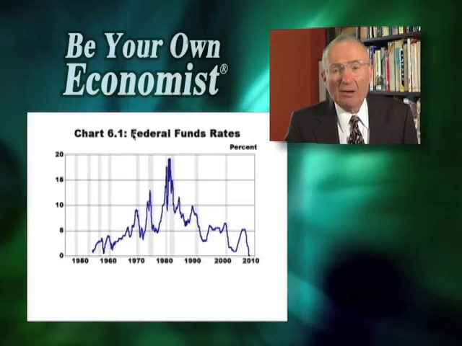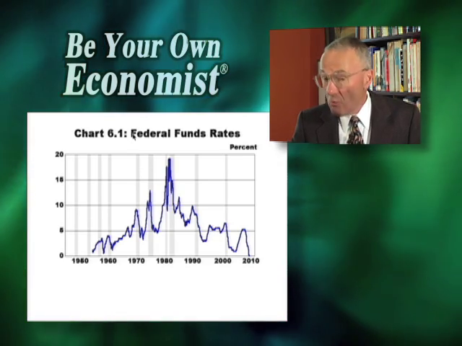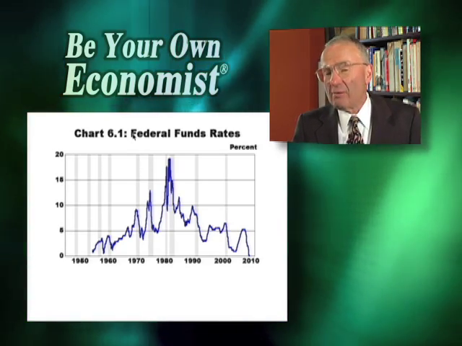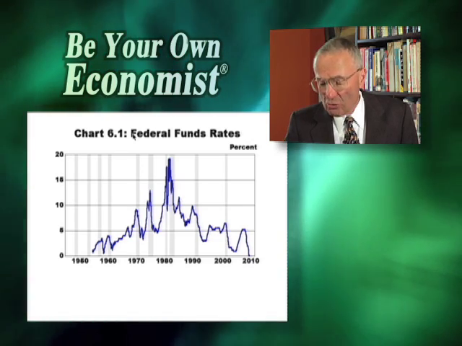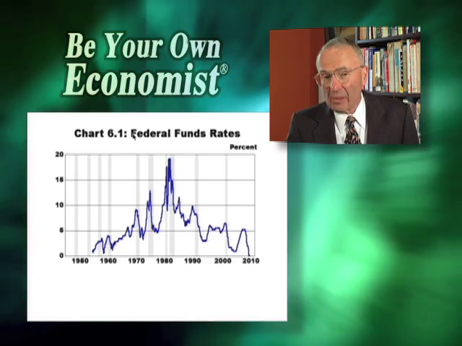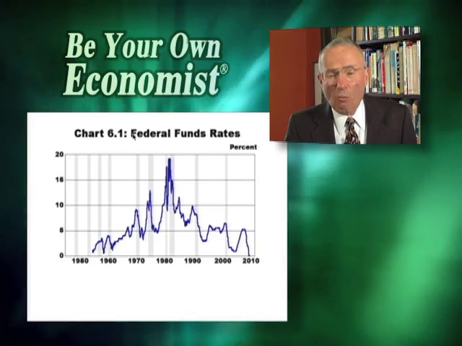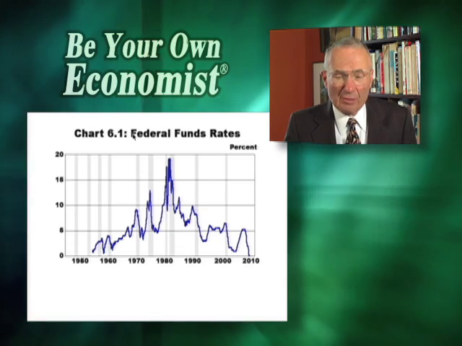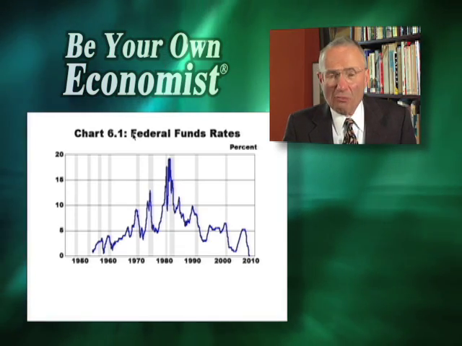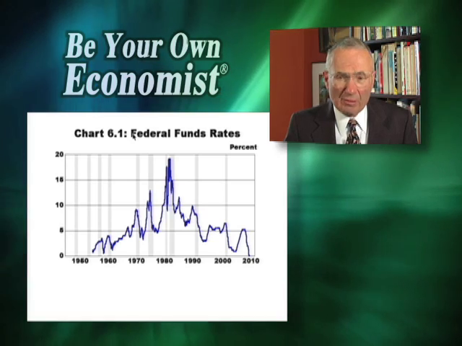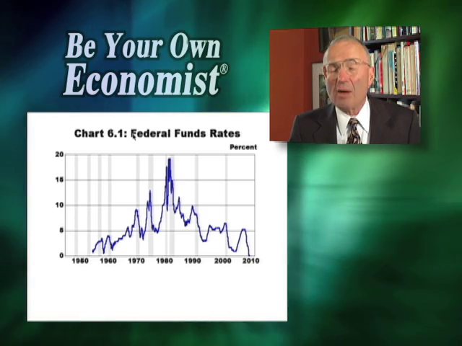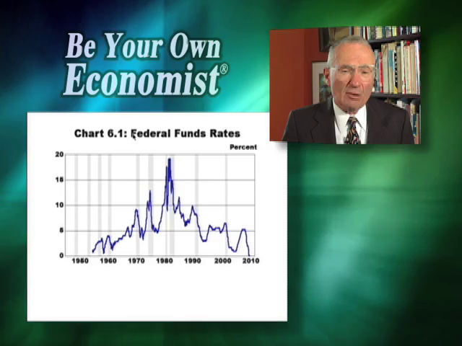And that contractionary policy drove interest rates north. And you can see by looking at chart 6.1, as I'm doing now, that the federal funds rate rose to almost 20%. And all other interest rates rose proportionally. For instance, mortgage interest rates were about 18%. Automobile loan rates were about 25%. The prime rate, which is the rate banks charge their best customers, about 21%.